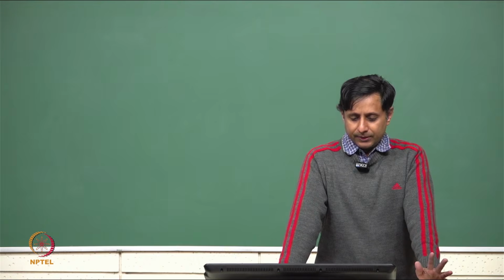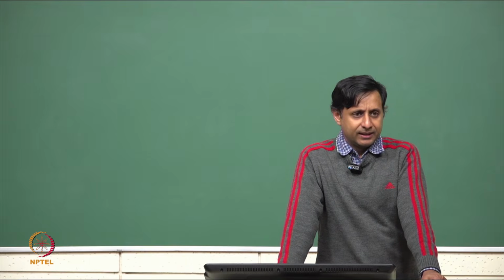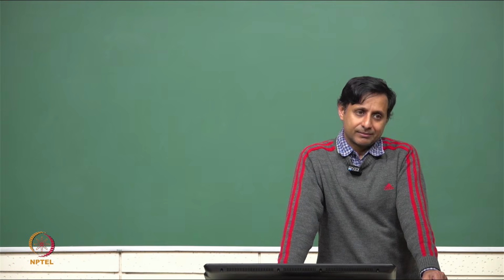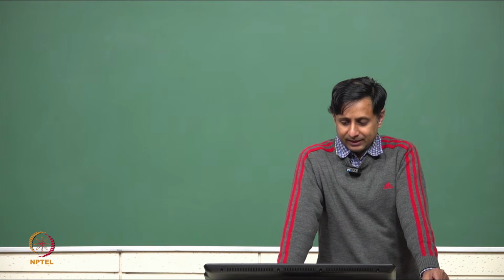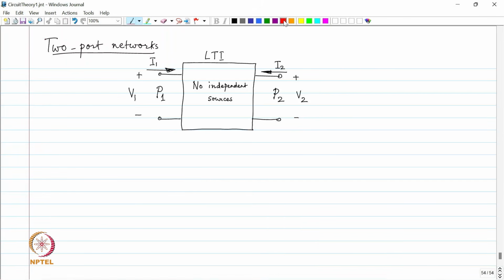Now, the way we can use this is as follows. We can apply a voltage source V1 at port 1. We could also apply a voltage source V2 at port 2. So, for example, let us apply a voltage source V1 at port 1 and let us apply another voltage source V2 at port 2.